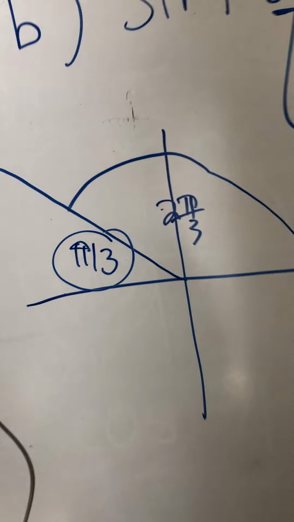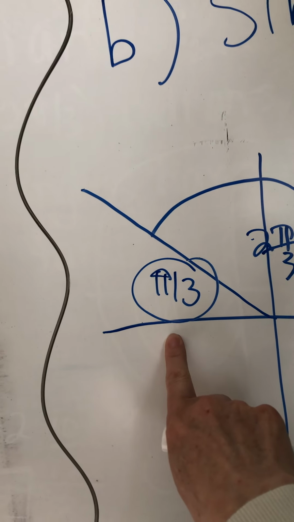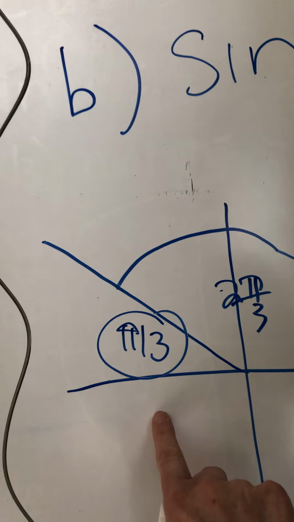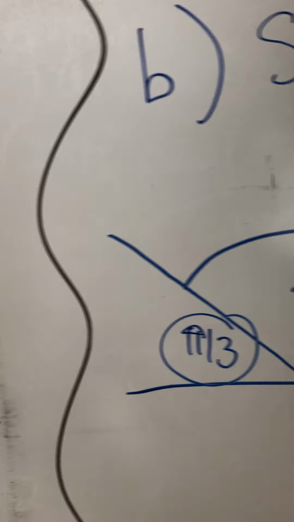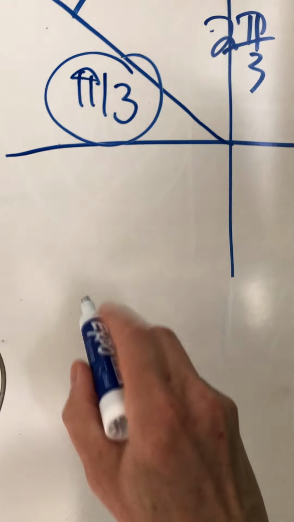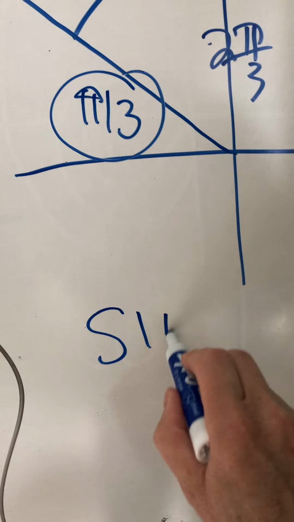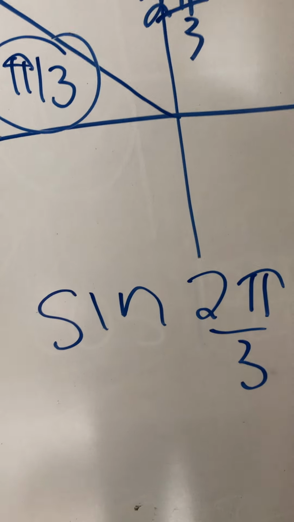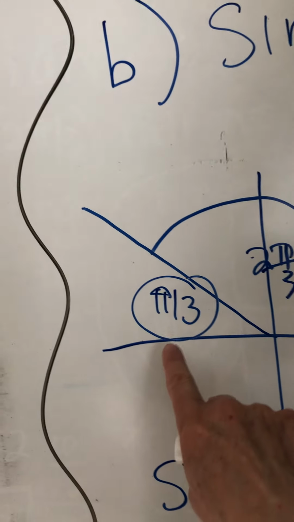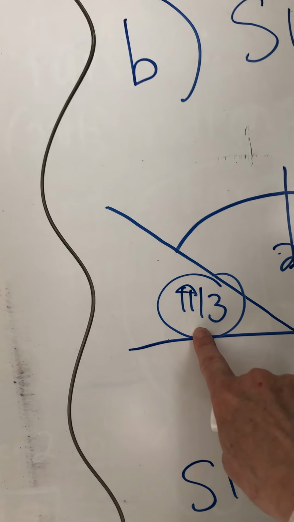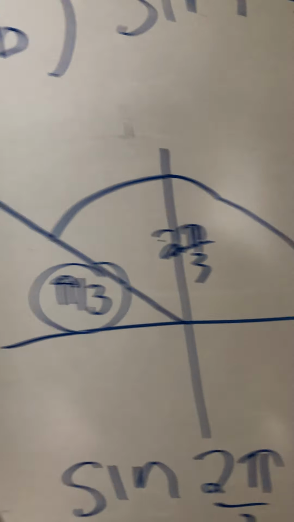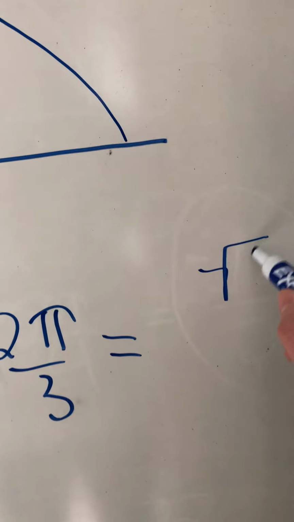What does that mean? That means I am going to get the value of sine at pi over 3 from the first quadrant. So let's go ahead and do that. So you will have this memorized later. So sine of 2 pi over 3, first of all, is equal to sine of pi over 3 in the first quadrant, right? That is the square root of 3 over 2. You will have that memorized.